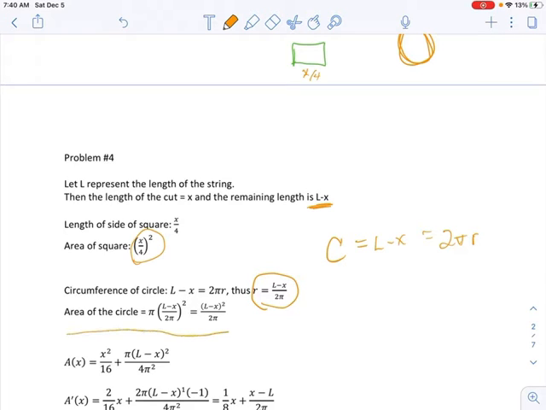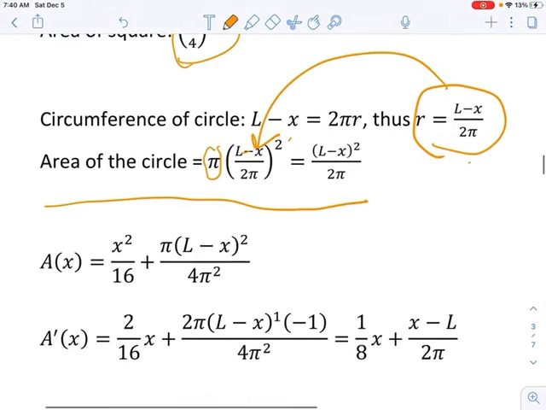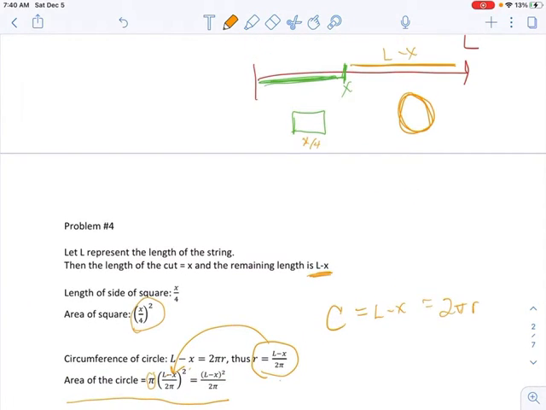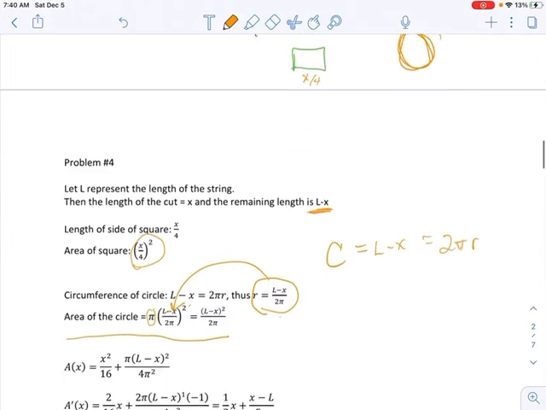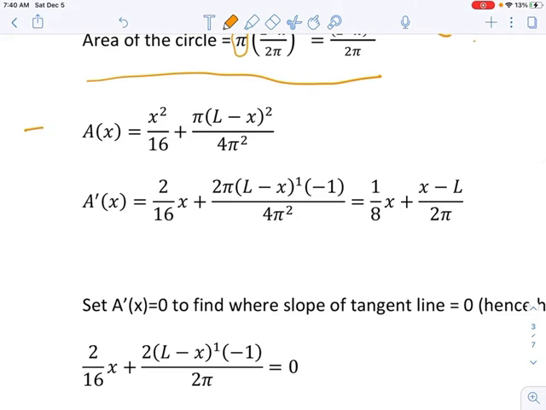So the area of the circle is pi r squared. So we're going to take pi times this r squared. And let me make this bigger here. When we simplify it, we get (L minus X) squared over 4 pi. Okay, so the goal, going back to here, is that we want to imagine maximizing both the area of the square and the area of the circle. So we want to add those two areas up, and that's our function. So here is the area of X. It's equal to the area of the square plus the area of the circle.